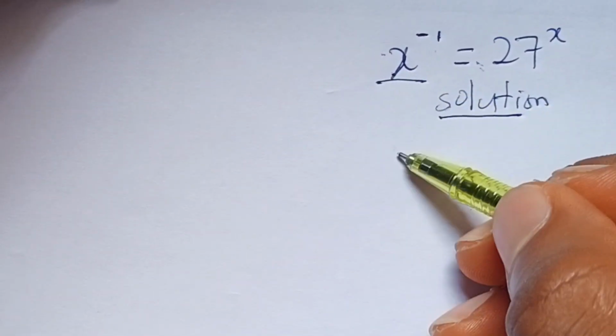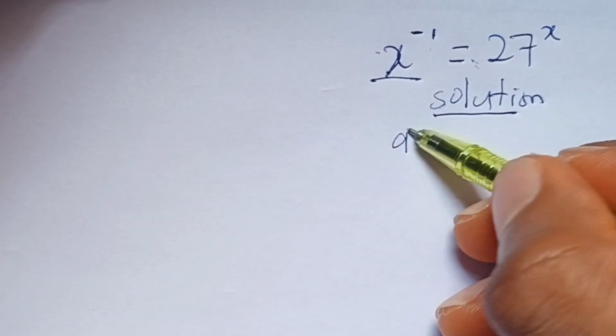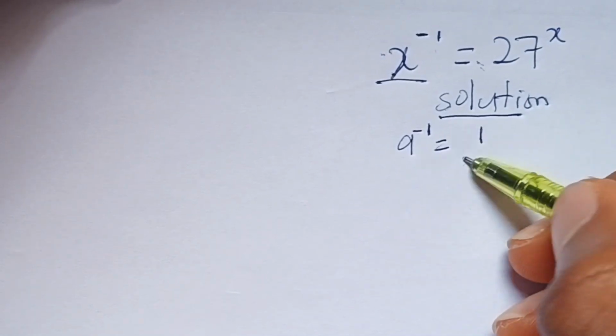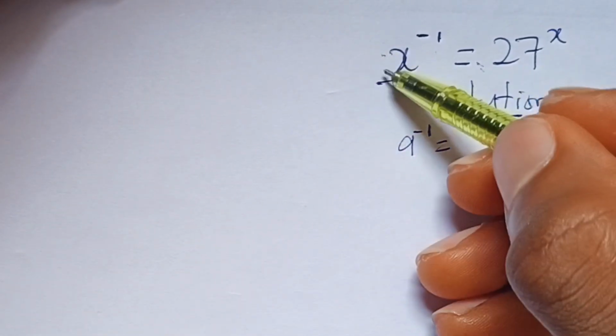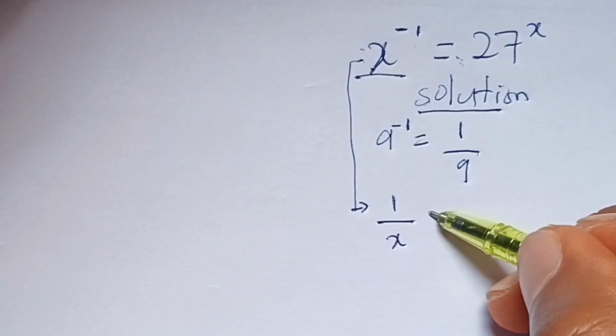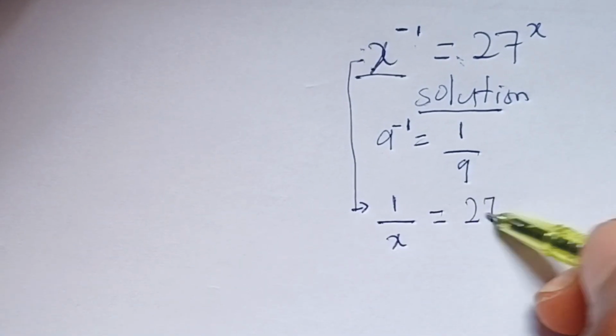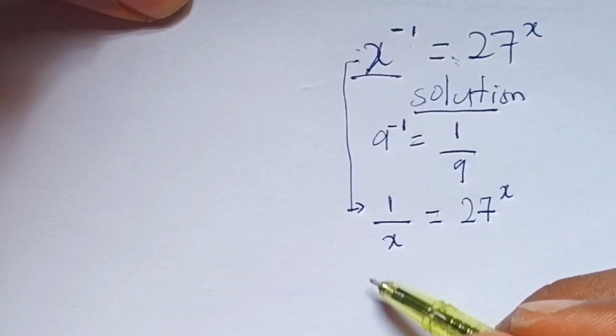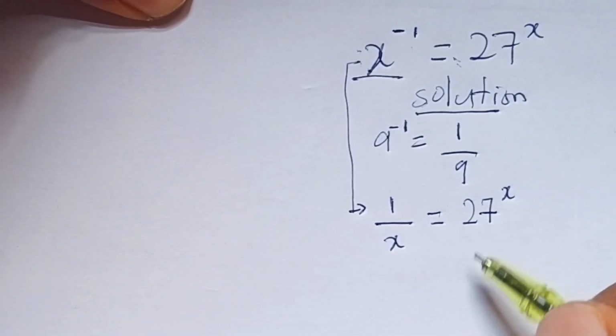can rewrite this by saying that a raised to power negative 1 is the same thing as 1 over a. Hence, x raised to power negative 1 becomes equal to 1 over x, and this is equal to 27 raised to power x. Let's raise both sides to the power of 1 over x.